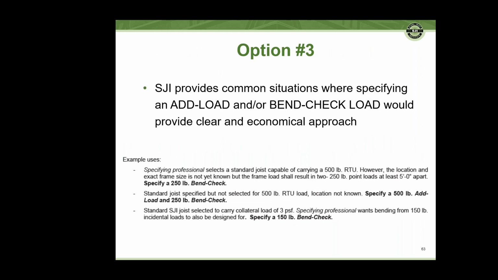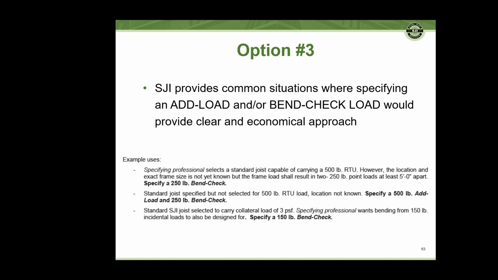So SJI even gives some situations or scenarios of how you might use an add load or bin check load. And the examples, one would be the specifier has selected a joist capable of carrying a 500-pound RTU. So the designation has accounted for that. However, the location is not yet known, and wants some flexibility on locating that load without a field added strut. You can call for a 250-pound bin check load for that 500-pound RTU. So the point loads are far enough apart that they won't land in the same panel, and the joist has already been designed for that. All we need is a bin check.